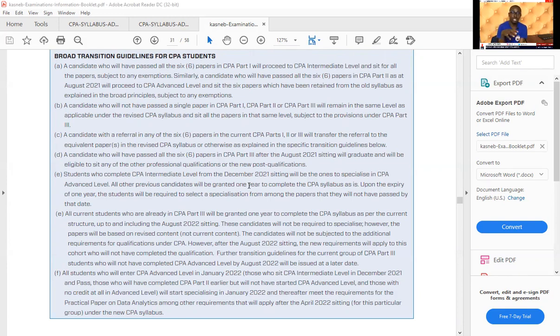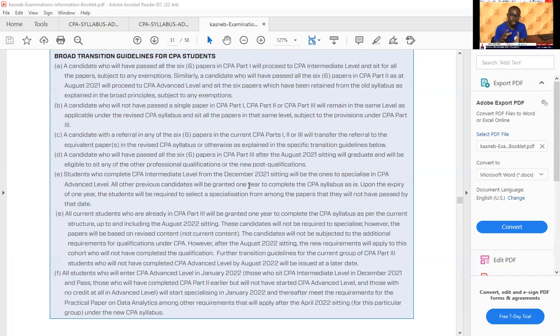So these units have been retained, yes, but we are saying that you'll have to complete these papers before August and including August 2022 sitting. So that after then, probably if things will have gone south, maybe that is when you're supposed to specialize. But as it is now, for those students who are in part 3 now, you have till August 2022 to clear this content under the current syllabus.